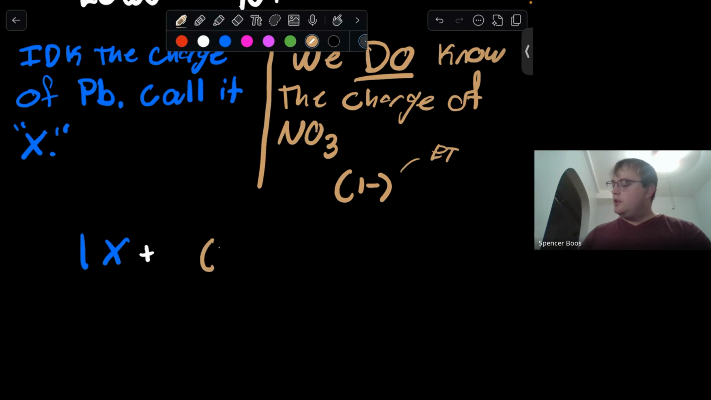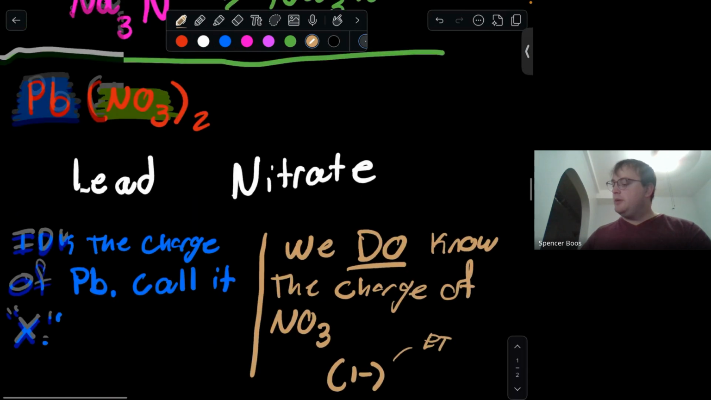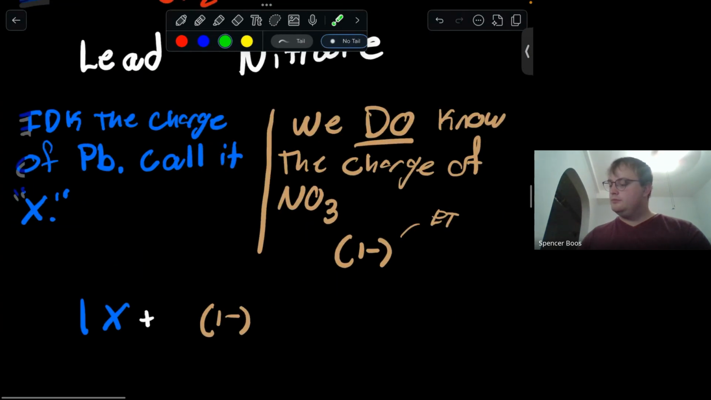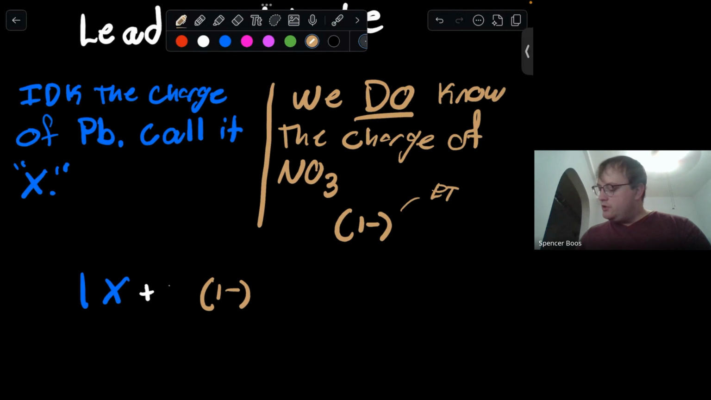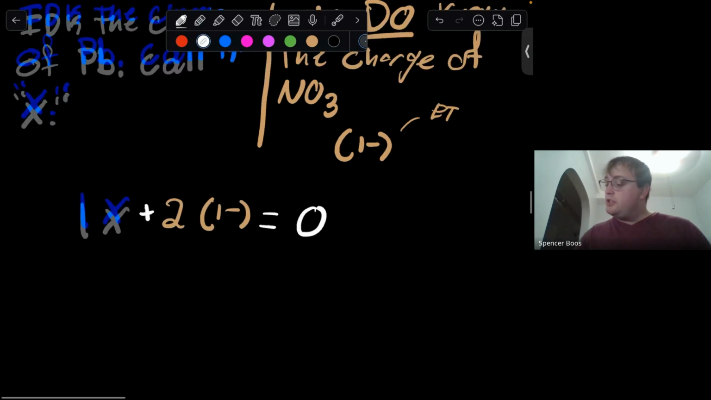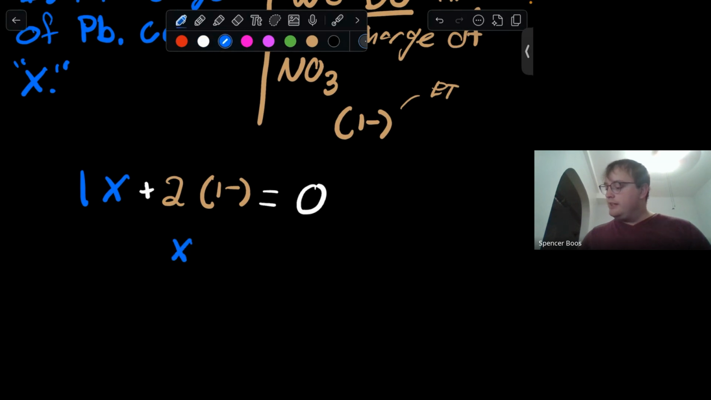I need to add that together with 1 minus. Now, how many 1 minuses do I have? You guessed it, 2. So I put 2 here. The big thing that needs to be here, though, is that this all equals 0. Now, just solve for x. When you solve for x, x is going to equal 2.